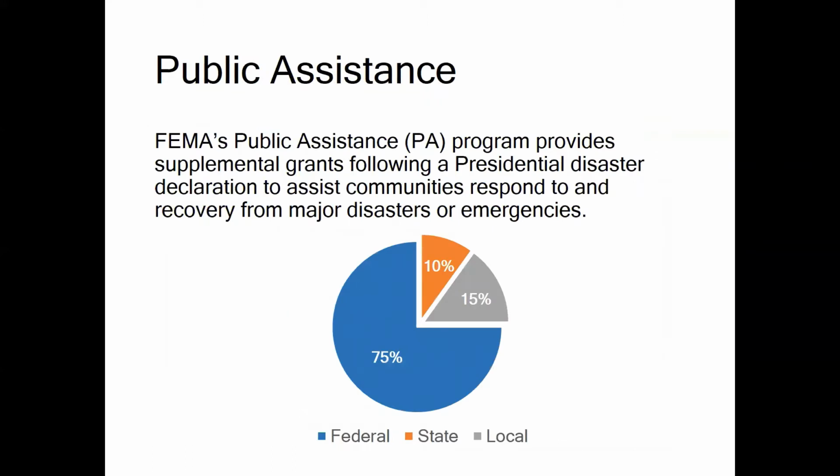The PA program provides federal grants to assist communities to respond to and recover from major disasters and emergencies. Generally, the funding cost share is 75% federal, 10% state, and 15% local. For flood events, the state share is contingent on a county or city's participation in the National Flood Insurance Program. If a county or city is not participating in NFIP, they would be responsible for the full cost share amount of 25%.